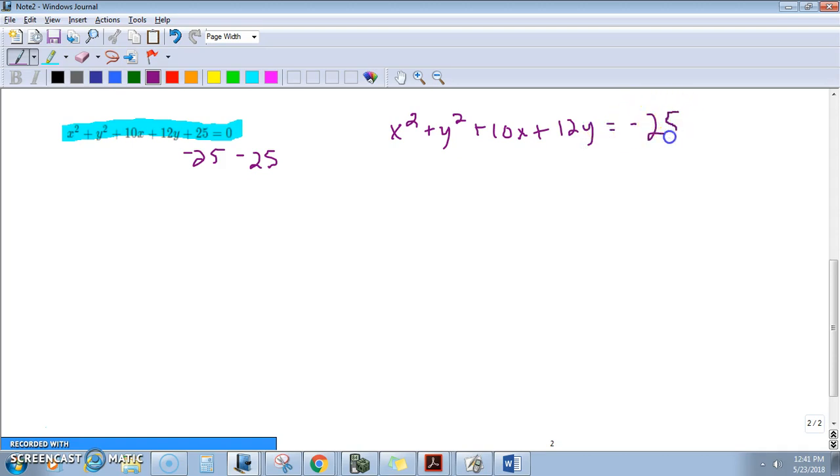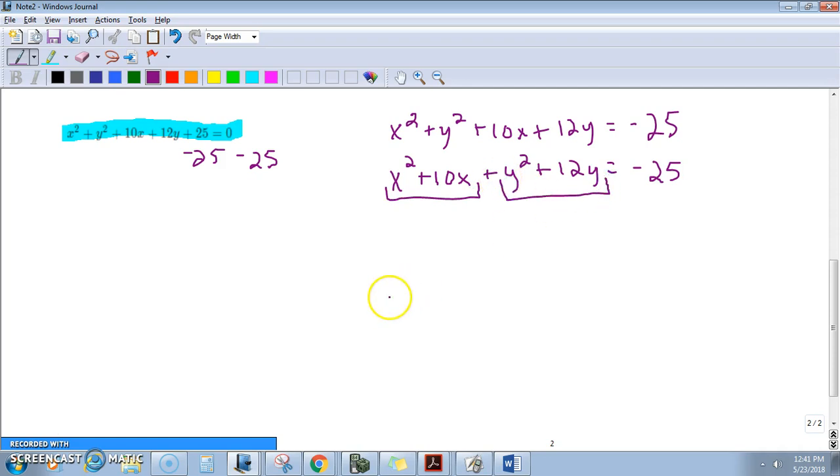Now what I'm going to do is move things around so everything that has an x is together. So I'm going to move my plus 10x to be right next to that x. And then I'm going to have my y squared and my 12y. And this is all still equal to negative 25. Then I'm going to complete the square for the x's, and I'm going to complete the square for the y's.